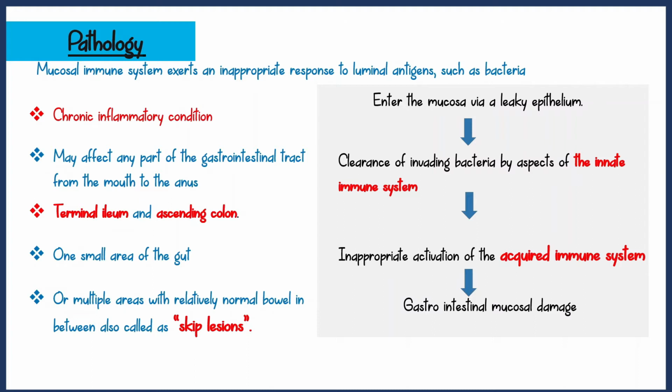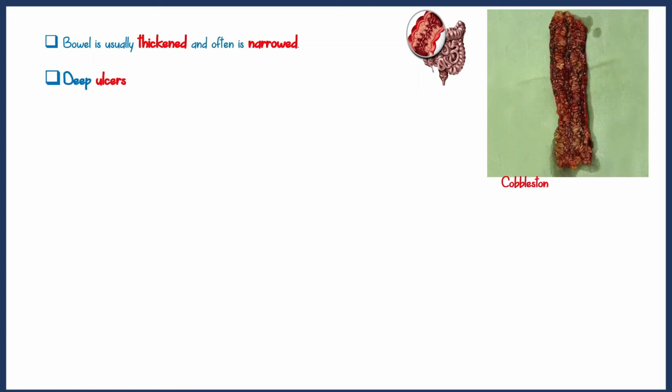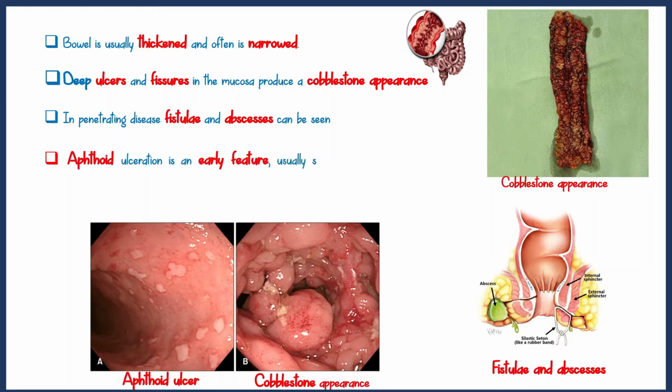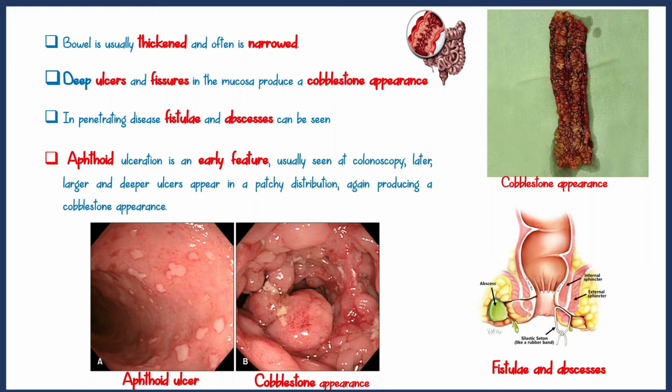In Crohn's disease, the involved bowel is usually thickened and often narrowed. Deep ulcers and fissures in the mucosa produce a cobblestone appearance. In penetrating disease, fistulae and abscesses can be seen. Aphthoid ulceration is an early feature, usually seen at colonoscopy. Later, larger and deeper ulcers appear in a patchy distribution, again producing a cobblestone appearance.